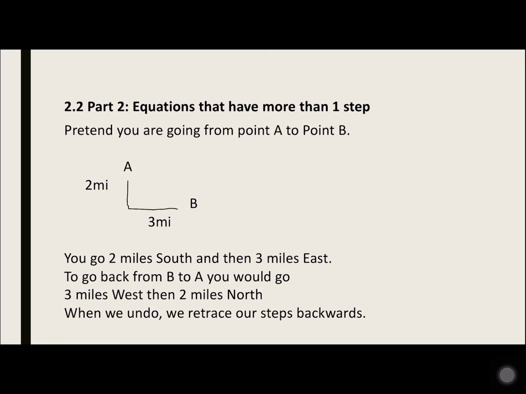Part 2, Equations that have more than one step. Pretend you are going from point A to point B. To get from A to B, you would go 2 miles south and then 3 miles east. To go back from B to A, you would go 3 miles west, then 2 miles north. When we undo, we retrace our steps backwards. So you would undo the last step and then the first step.